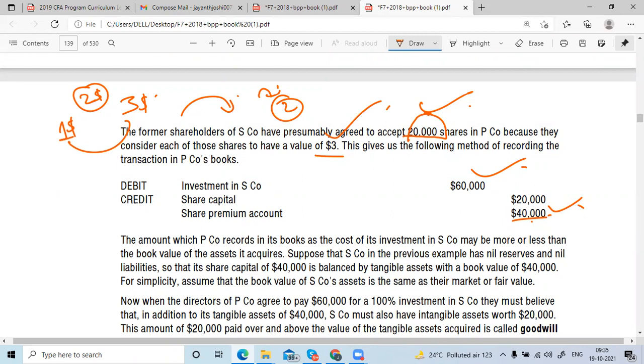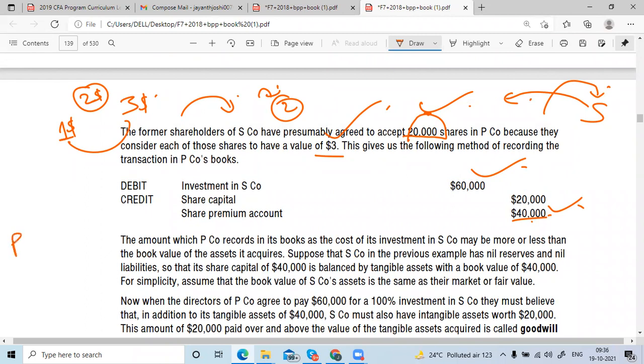So again, the final point is the former shareholders of the subsidiary have agreed to accept the number of shares given in P company because they consider each of these shares to have a value of this. So 20,000 shares is what the S company is accepting from P in exchange for their 40,000 shares.